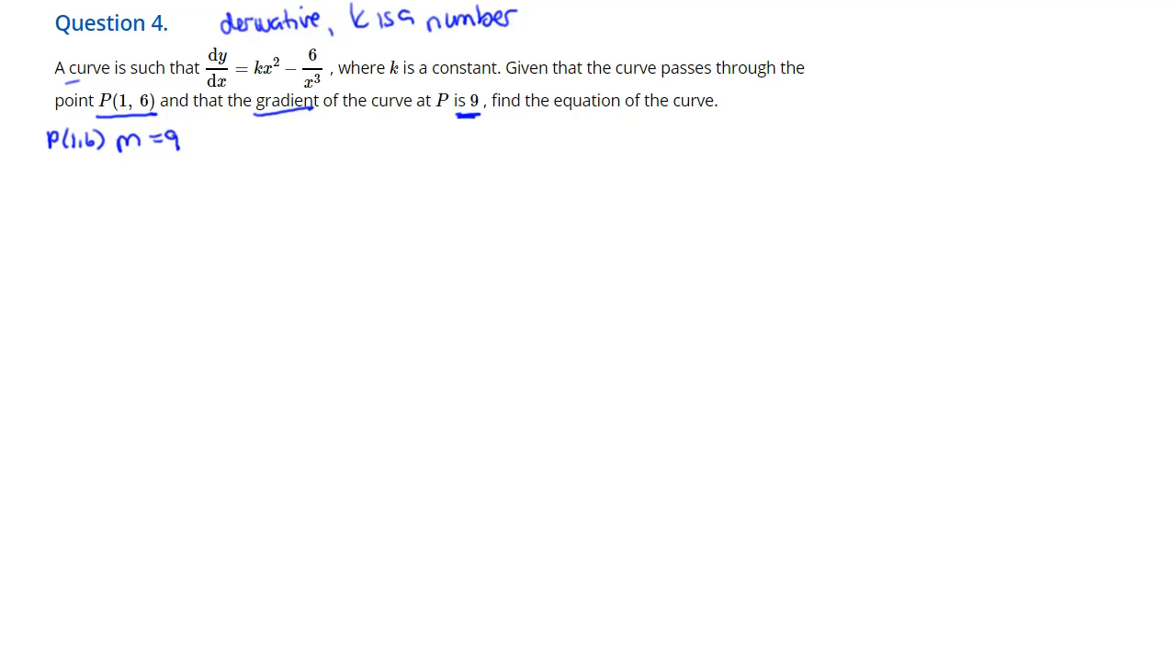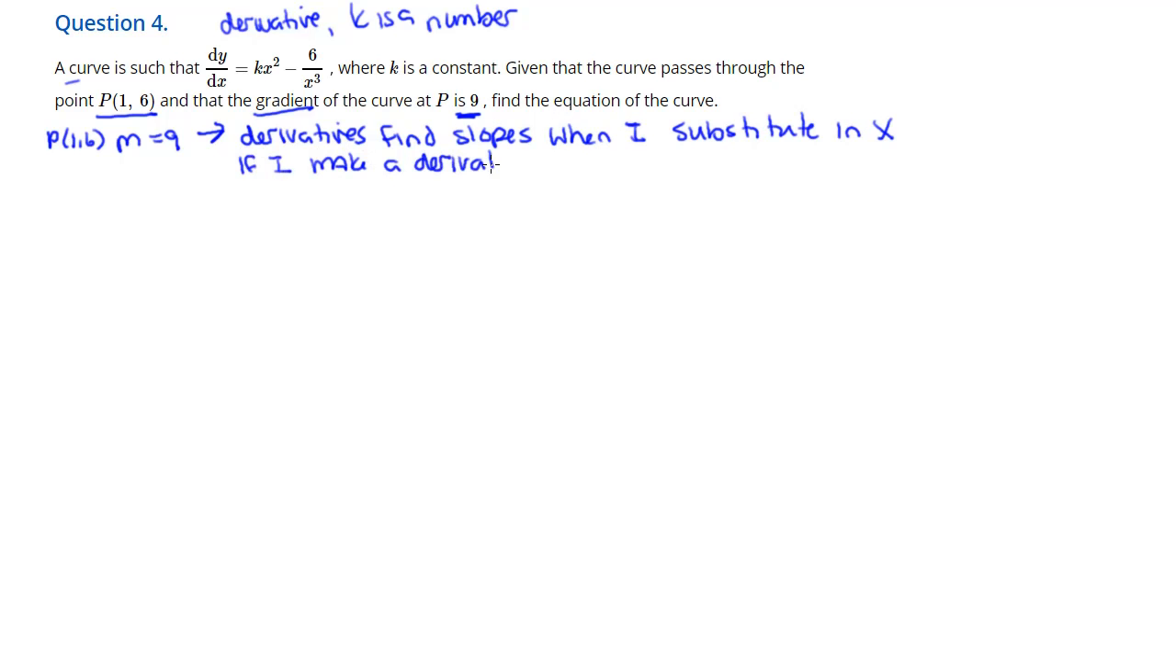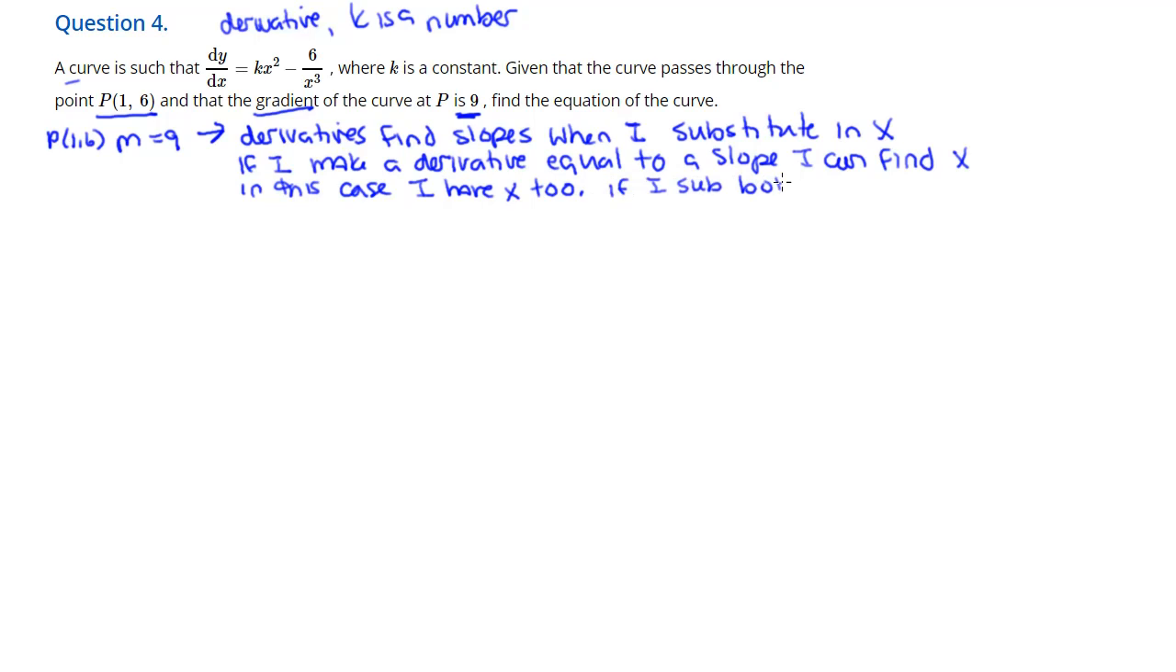So we have derivatives. You can take a derivative and you can find a slope if I plug in an x. And sometimes if they give me a slope, I can work it backwards and I can find the x. But in this case, I have both the x and the slope. Well, the reason for that is because I don't know what k is. And so if I take the derivative and plug in the slope and x, the only thing I won't know is k, and I can get k by itself. So let's go ahead and do that.